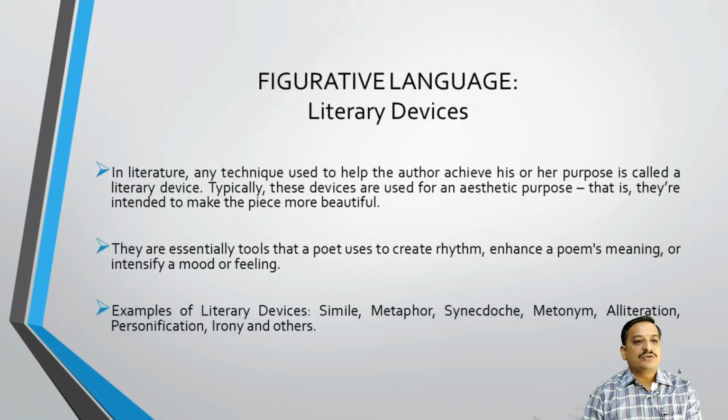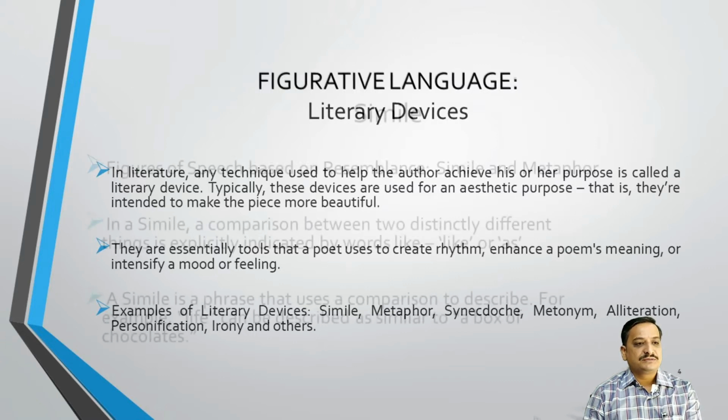Now that we have come across the term literary devices, what are they? In literature, any technique that is used to help the author achieve his or her purpose is called a literary device. Typically, these devices are used for an aesthetic purpose, that is, they are intended to make the piece more beautiful. They are essentially tools that a poet uses to create rhythm, enhance a poem's meaning, or intensify a mood or feeling. Examples of literary devices include simile, metaphor, synecdoche, personification, irony, and others.